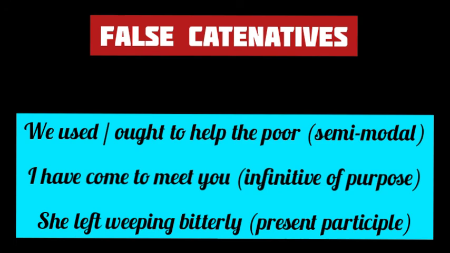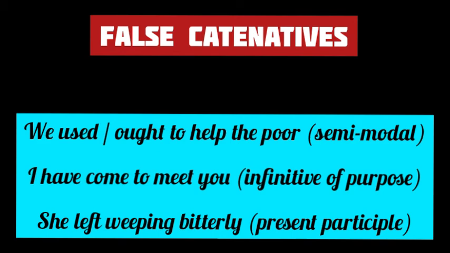Finally, let me explain the concept of false catenatives. False catenatives look like catenative verbs, but they are not considered catenative in English grammar. For example, we used or ought to help the poor. In this sentence, used and ought are semi-modals followed by the infinitive to help. Remember, modals or semi-modals are not considered catenative verbs in English grammar.